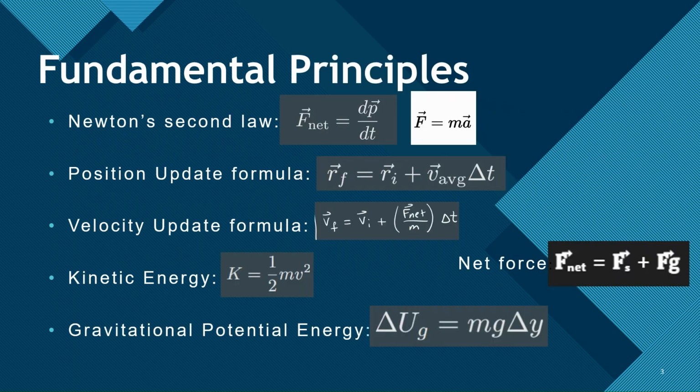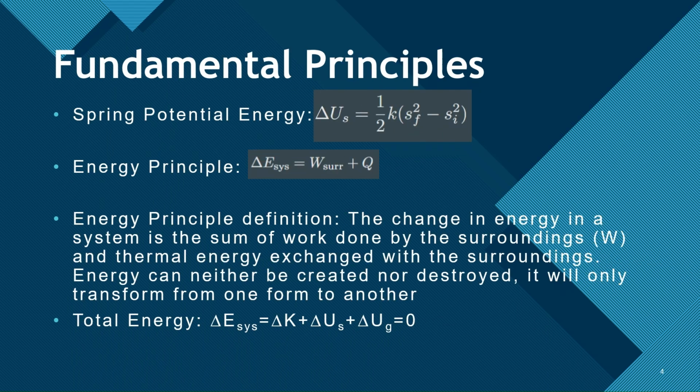So the fundamental principles we'll be using in the code are Newton's second law. In this case, the net force is going to be the sum of the spring force and gravitational force. We'll also be using the position update formula, the velocity update formula, the formula for the kinetic energy, and the formula for the gravitational potential energy. We'll also be using the spring potential energy, and the energy principle, which states that the change in energy in a system is always the sum of work done by the surroundings and the thermal energy exchange with the surroundings.